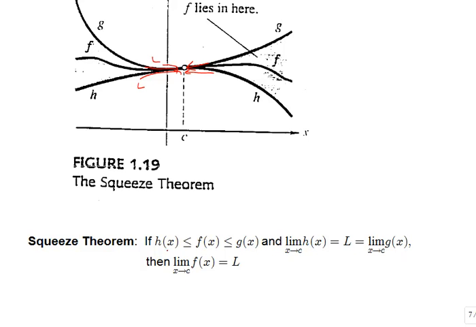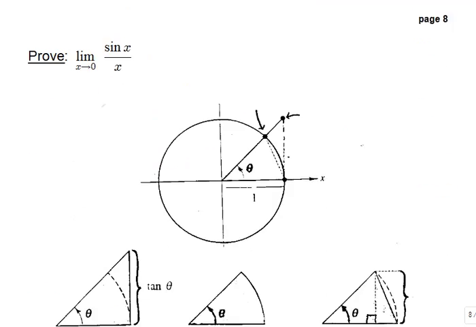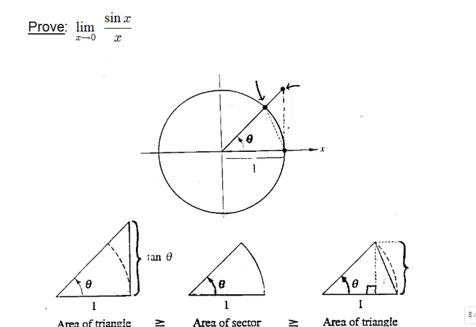If f is between h and g, and the limit of h is equal to L, and the limit of g is equal to L, then the limit of f has to equal L. So we're going to use that theorem to prove the following limit. And this limit is a very important one that we use quite often in lots of examples coming up next.